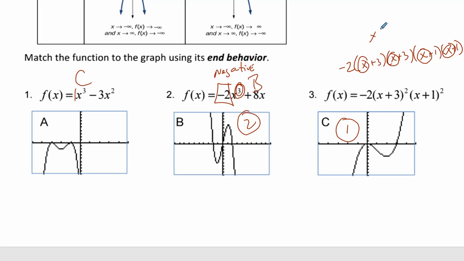So if I have an x to the 4th power, that means it's even. That means it looks like some sort of W, right? From above, we talked about that. So a W looks like this. But what do we know about the leading coefficient? The leading coefficient is negative, so that means this graph actually flips. So it's going to look something like that. Now, again, it's not going to look exactly like that, but something like that. Well, where does that go? That goes to A because it looks like a W.